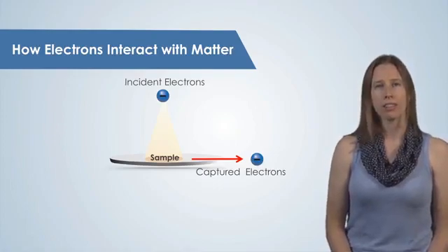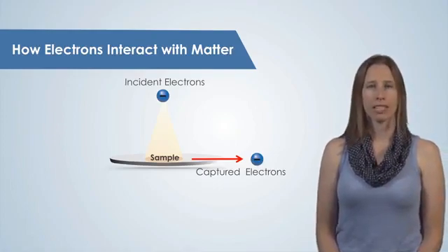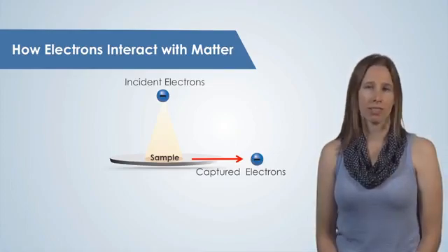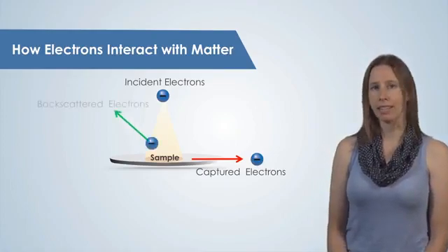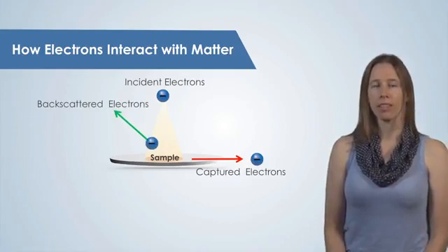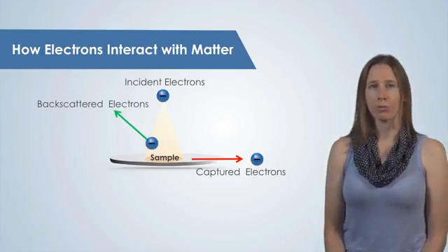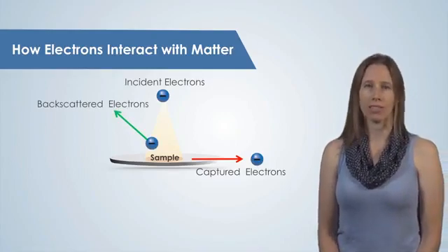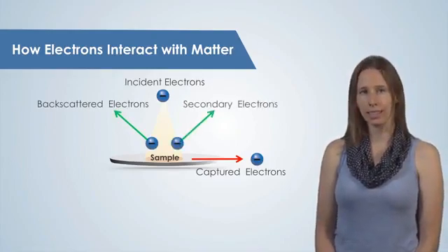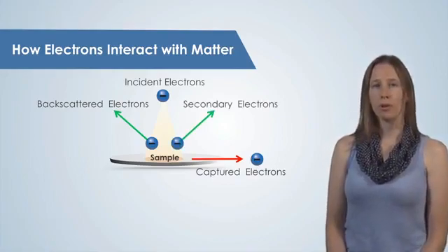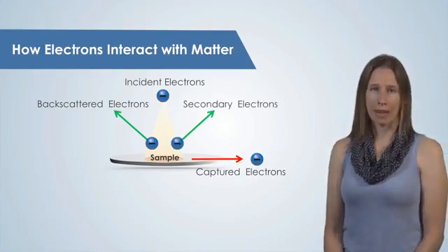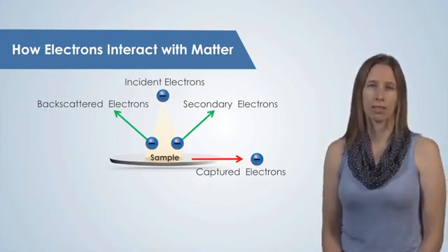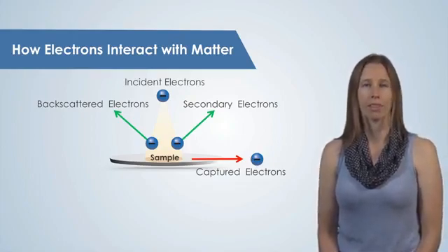Some of the electrons from the incident electron beam will scatter in the sample and will eventually make their way back out of the sample. These are backscattered electrons. Sometimes an incident electron will strike an electron already present in the sample and knock it out of the sample. This is called a secondary electron. Both secondary electrons and backscatter electrons can be used in scanning electron microscopy, or SEM.